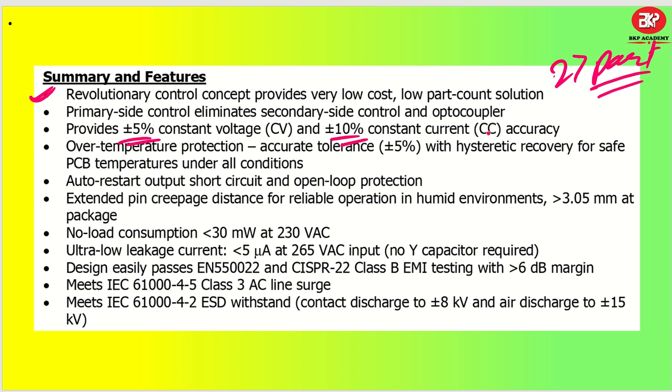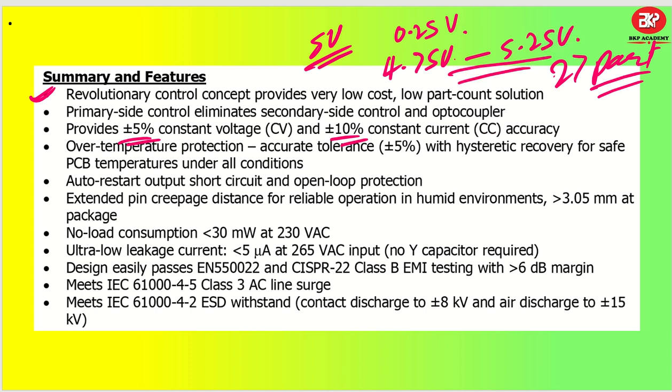So you can see if you have 5 volt output, then 5 percent of 5 is 0.25, so around 0.25 volt up or down. It will be 4.75 volt to 5.25 volt. This is going to be good because we don't need very high accuracy for this low power design. Then it has other protections as well, like over temperature protection, with accuracy up to plus minus 5%, and it has auto restart, output short circuit, and open loop protection also.